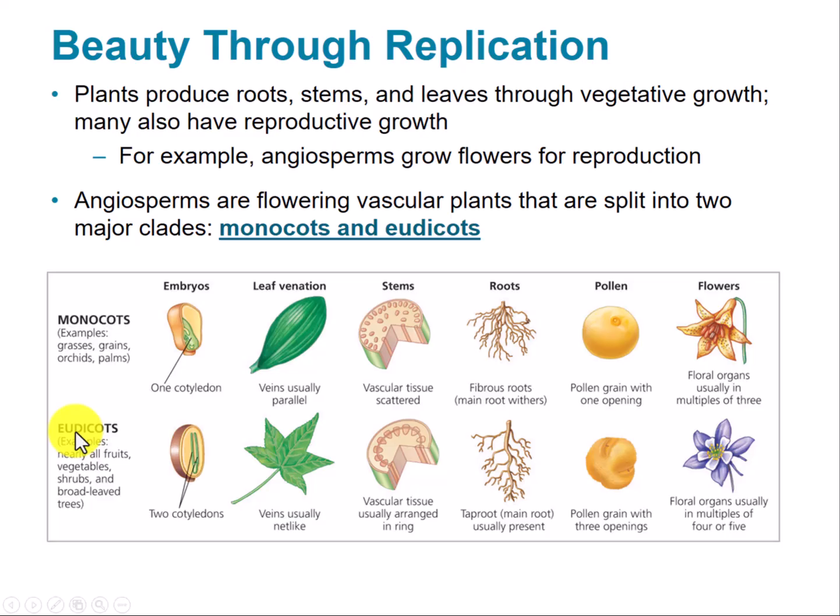With the eudicots, the two cotyledons, we have a net-like pattern for our veins. The vascular tissue is arranged in a ring, and we'll look at this both in stems and roots at the end of this chapter. A main root, a taproot, is usually present. Pollen grains have 3 openings, and the floral organs are usually in multiples of 4 or 5. Examples of eudicots: nearly all fruits, vegetables, shrubs, and broad-leaved trees.